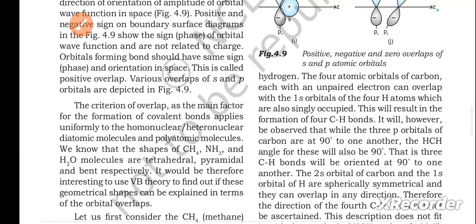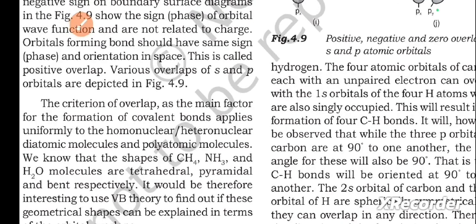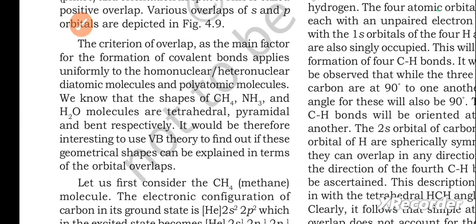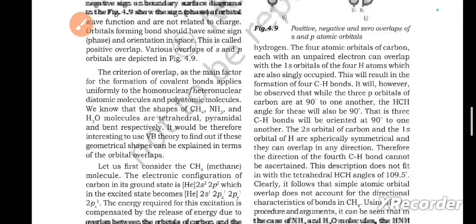The criterion of overlap as the main factor for the formation of covalent bonds applies uniformly to the homonuclear, heteronuclear diatomic molecules and polyatomic molecules. We know that the shapes of CH4, NH3 and H2O molecules are tetrahedral, pyramidal and bent respectively. It would be therefore interesting to use VB theory to find out if these geometrical shapes can be explained in terms of the orbital overlaps.